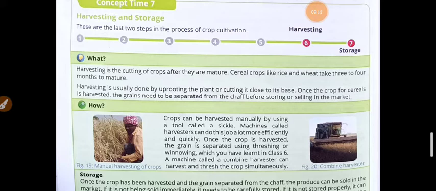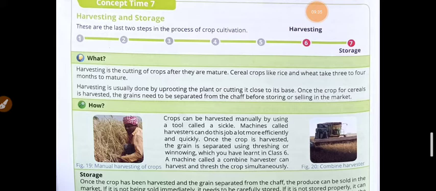Crops can be harvested manually using a tool called a sickle. Machines called harvesters can do this job a lot more efficiently and quickly. Once the crop is harvested, the grain is separated using threshing or winnowing, which we already learned in class 6. A machine called a combine harvester can harvest and thresh the crop simultaneously.